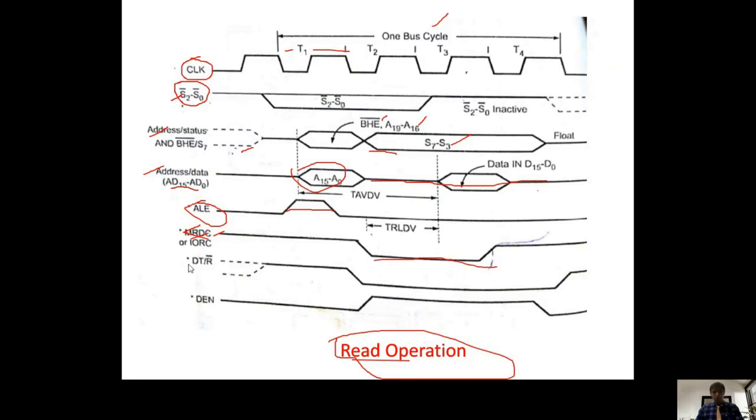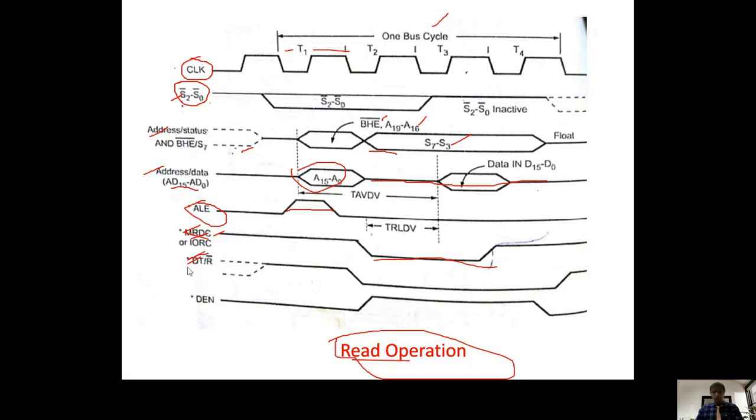Okay, then what is the other one? DT/R bar. It's a tri-state pin. Tri-state means it is not 0, not 1 before T1. For read operation DT/R bar should be 0, and for write operation DT/R bar should be 1. So DT/R bar should be 0 for receiving operation, nothing but read, and 1 means write operation. Before T2 it should be tri-state, meaning we are not giving 1 and not giving 0. Why? T2 to T4 time only we have data lines.